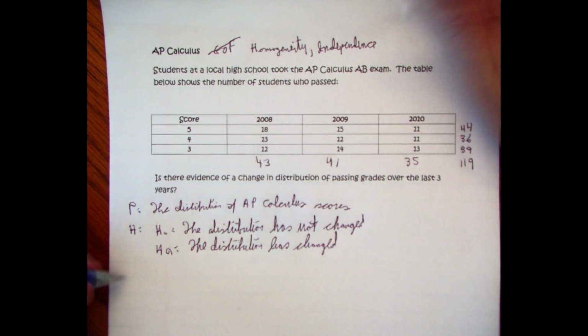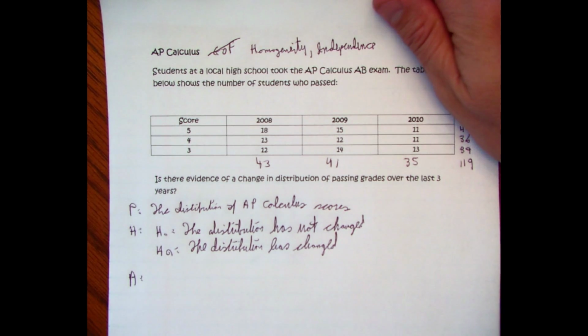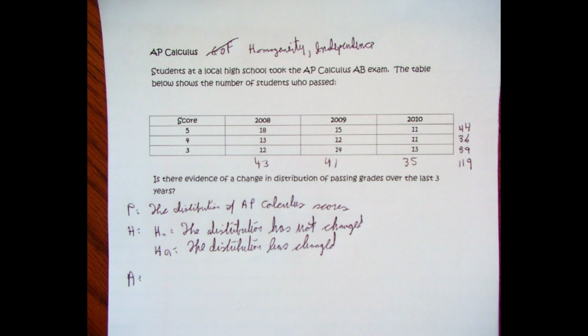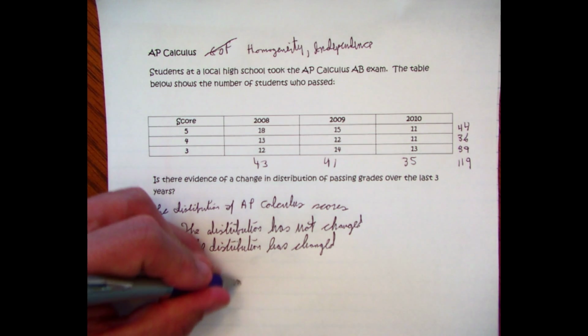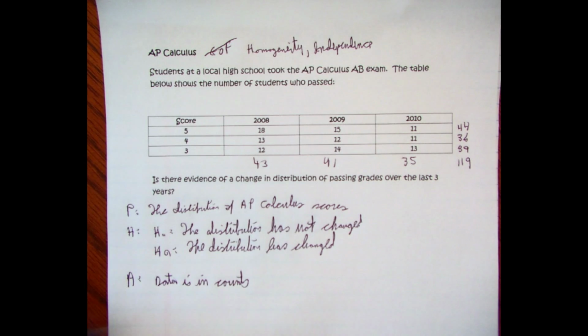Now, our assumptions. Now notice, just like a goodness of fit test, we're testing a distribution. All right, and in all chi-square tests, we're always testing the distribution. Okay, we're not just testing the proportion of fives, for instance. Is there evidence that the proportion of fives is the same for each of the 3 years? Well, no, we're testing the entire distribution. So our data is in counts. It's not presented in percents. These are all the counts right there.